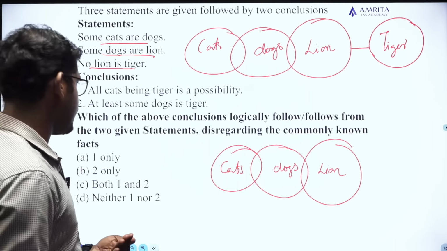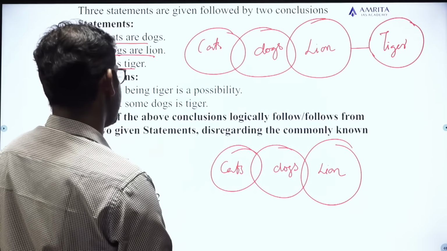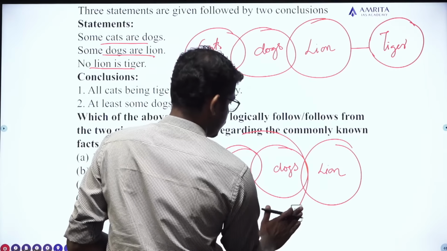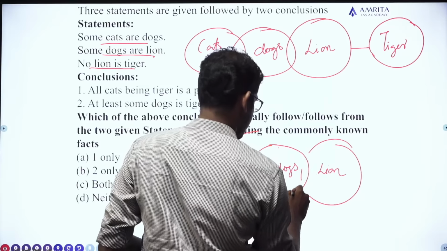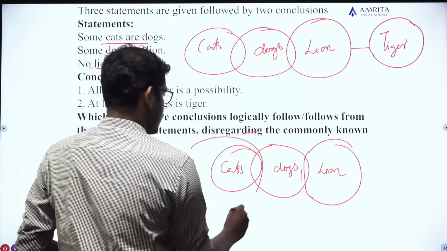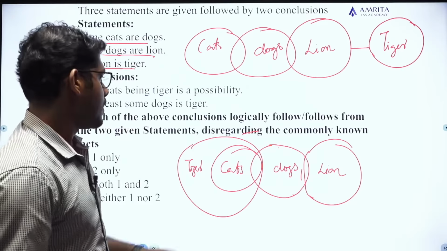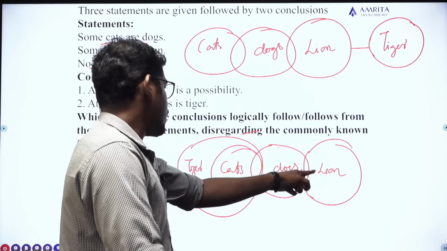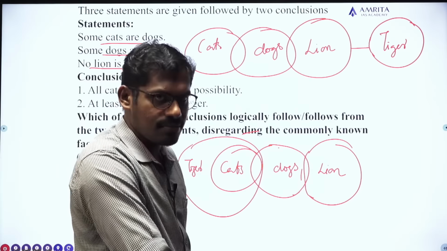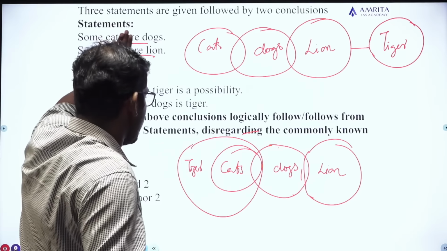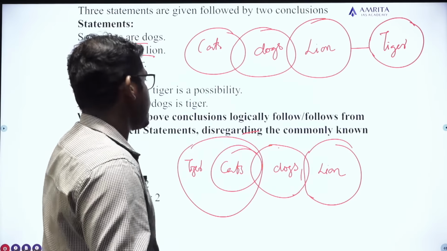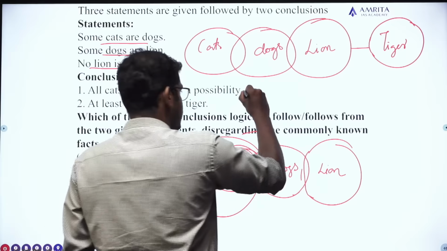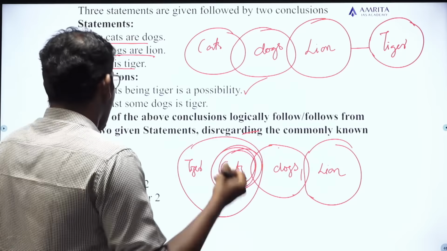In that case, keeping that in mind, we can redraw the diagram in a different way. This is a tiger. See, no lion is a tiger. Is it correct? Yes. Some cats are dogs. Some dogs are lion. And no lion is tiger. It is correct. The tiger and lion are not connected. So we didn't violate the basic statements. But in this case, all cats being tiger is possible. These are all cats, and it being tiger. So all cats being tiger is a possibility. Yes, it is possible. Clear? Okay, next one. At least some dogs is tiger.